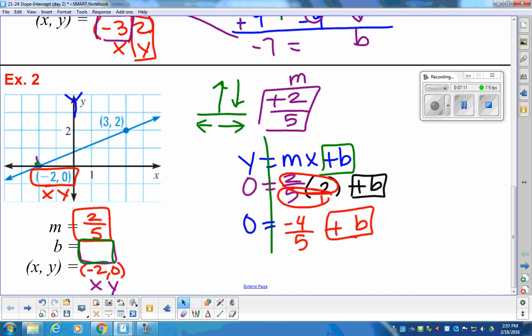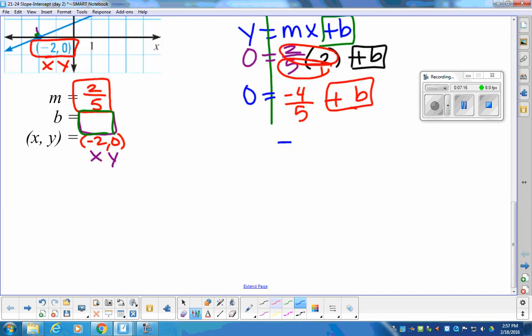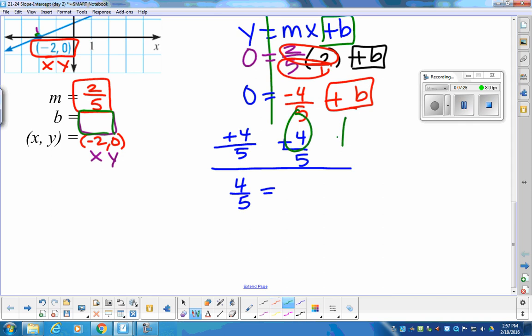Take my hand and cover the variable b. I'm going to get rid of the -4/5 by doing the opposite, which is to add 4/5, copy paste. Copy paste. Working the problem left to right. We have 4/5 equals 0. Excuse me. Positive 4/5 equals b. So that was my goal. I wanted to find that b value.